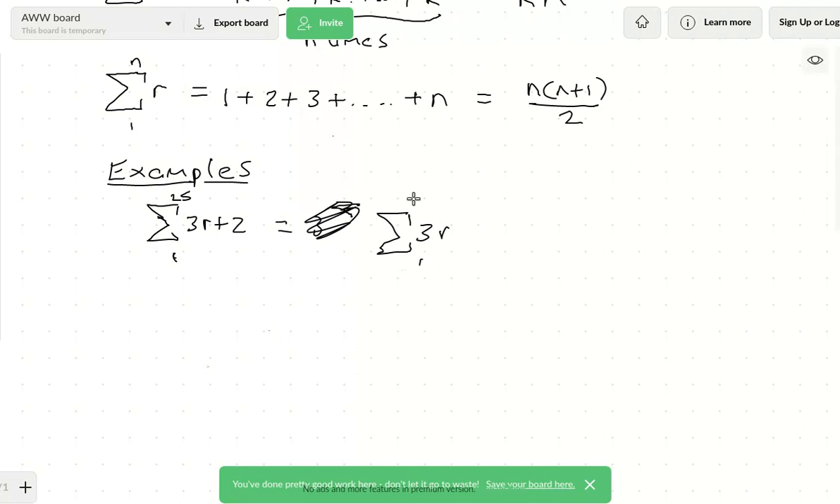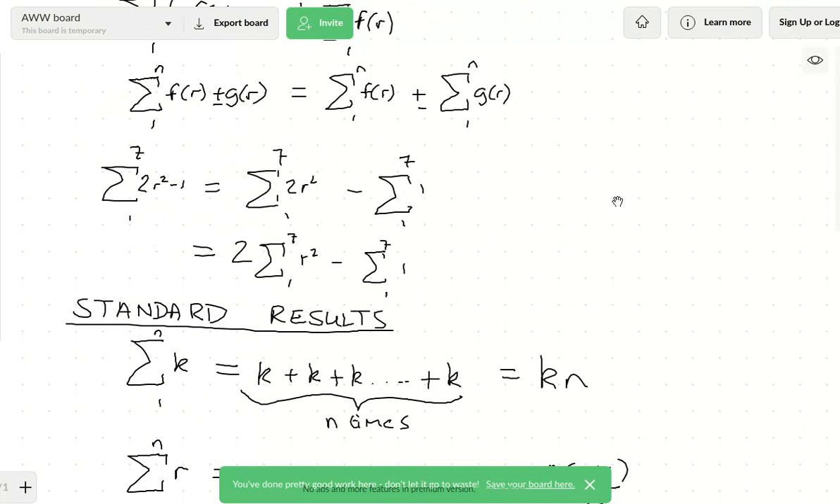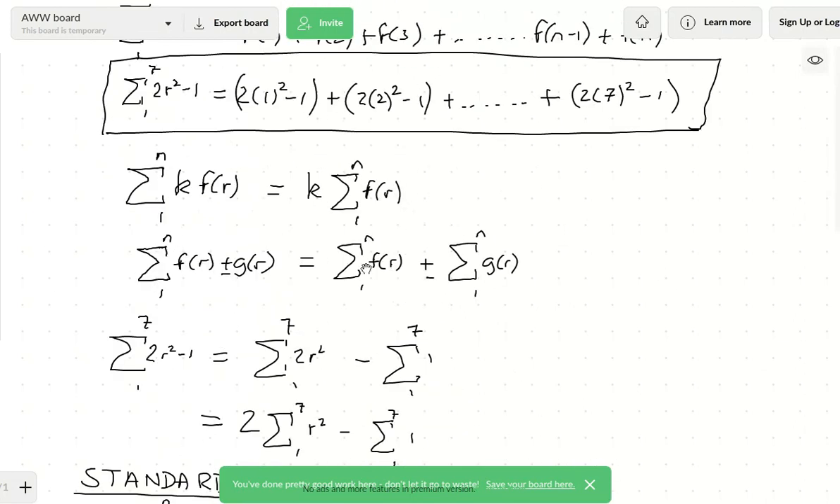This is the same as the sum from 1 to 25 of 3r plus the sum from 1 to 25 of 2, which is the same as 3 times the sum from 1 to 25 of r plus the sum from 1 to 25 of 2. And now I can just use my two standard results. Normally I would have gone straight down to that second line here because it's just obvious, yeah? And all I'm using here, just to recap, all I'm using is those two principles.